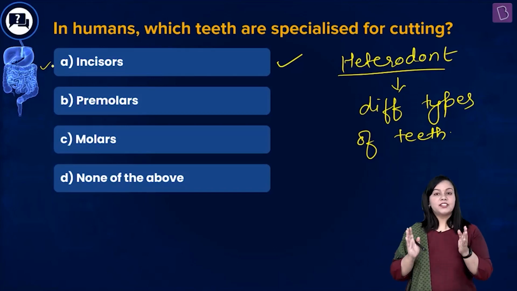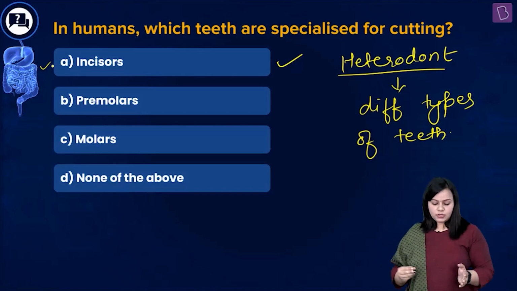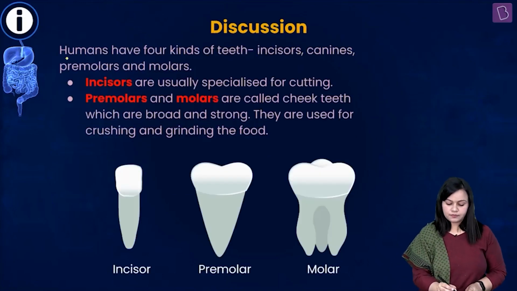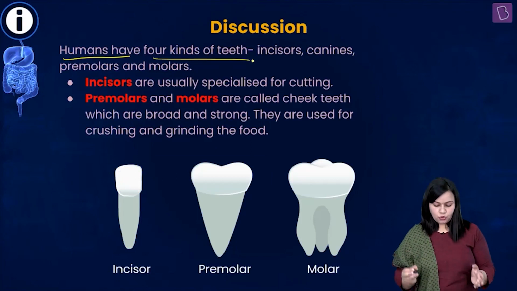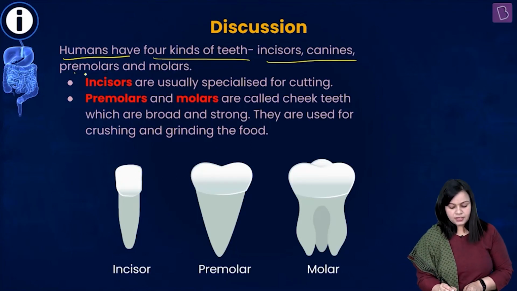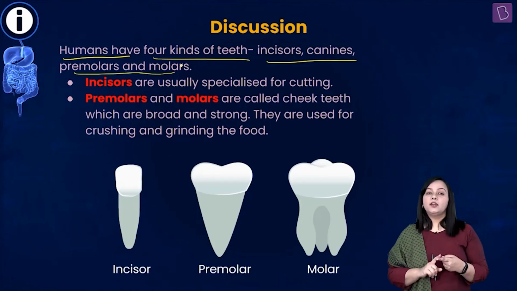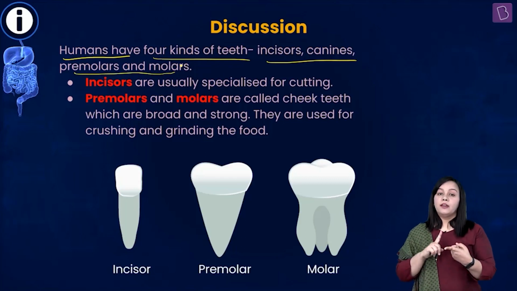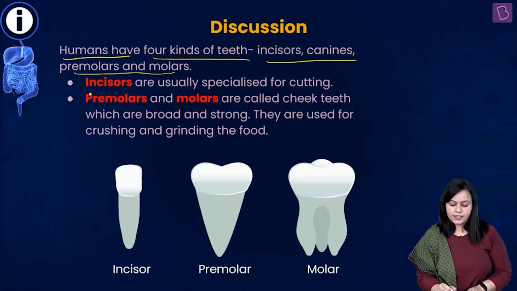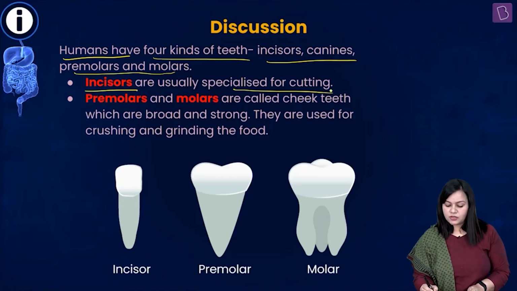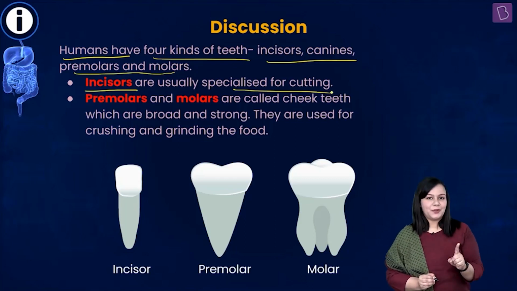So the overall function is very clear to you all, right? Let us quickly revise the concept here. Humans have four kinds of teeth. That is why I call them heterodont: incisors, canines, premolars, and molars. In the question, we have been provided with incisors, premolars, and molars, and none of the above was another option. Talking about incisors, they are the ones which are specialized for cutting, which is exactly what the question is asking.